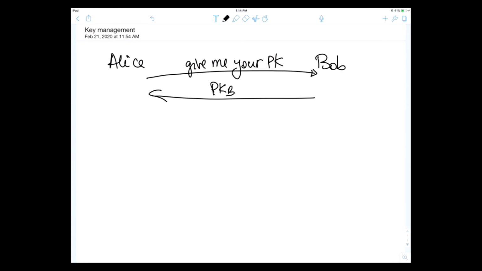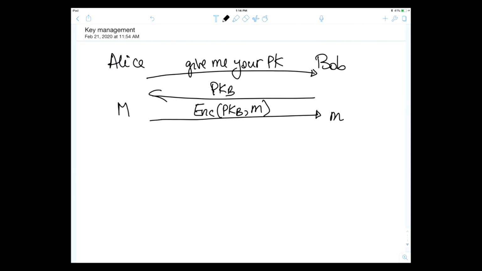And then Alice can just encrypt whatever message she wants to send to Bob. She can encrypt it using Bob's public key, so that only Bob can decrypt the message. So, again, with networks and communicating with someone remotely, there could be an attacker right in the middle.